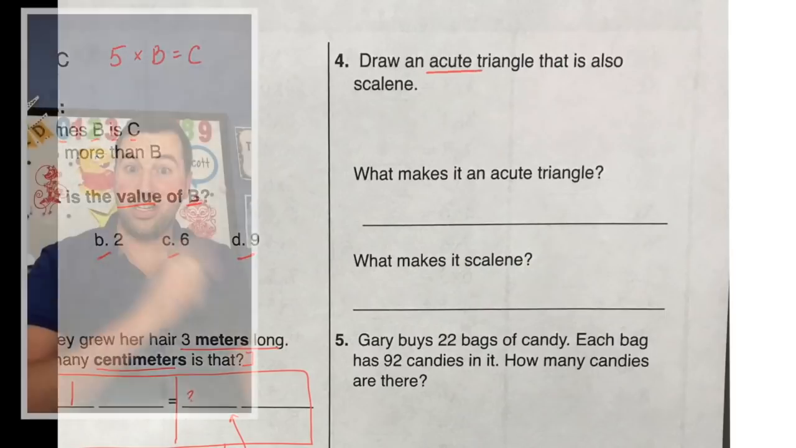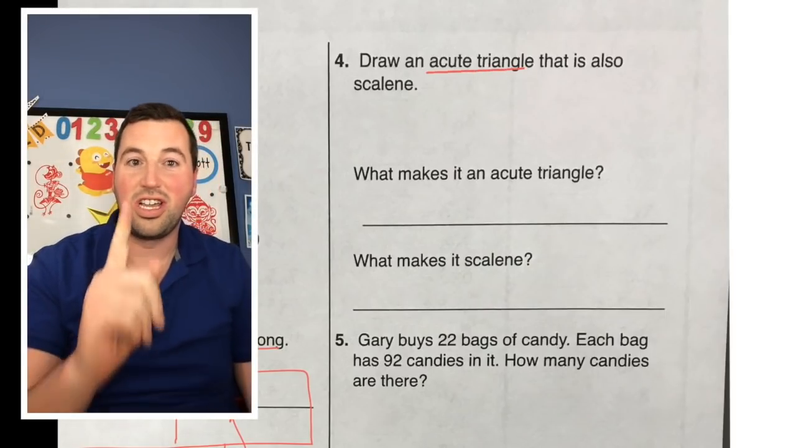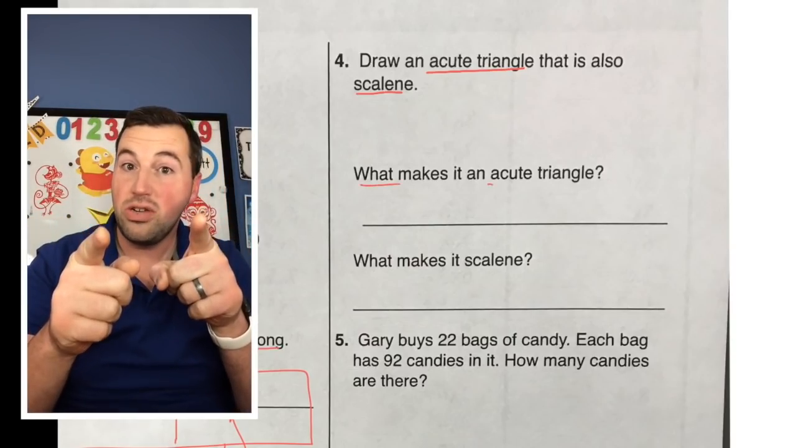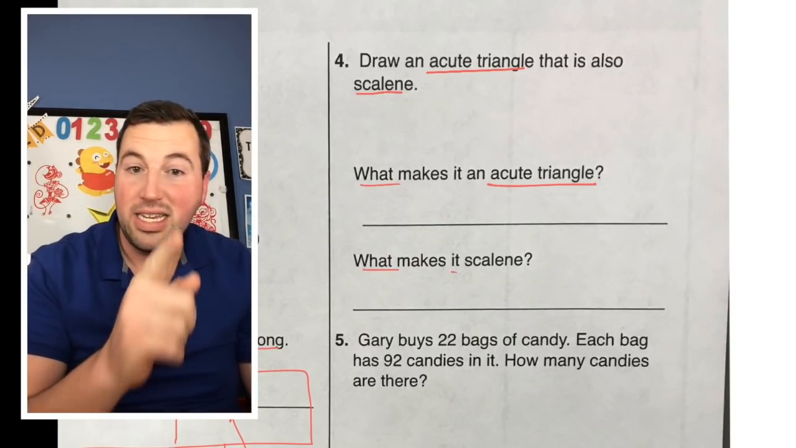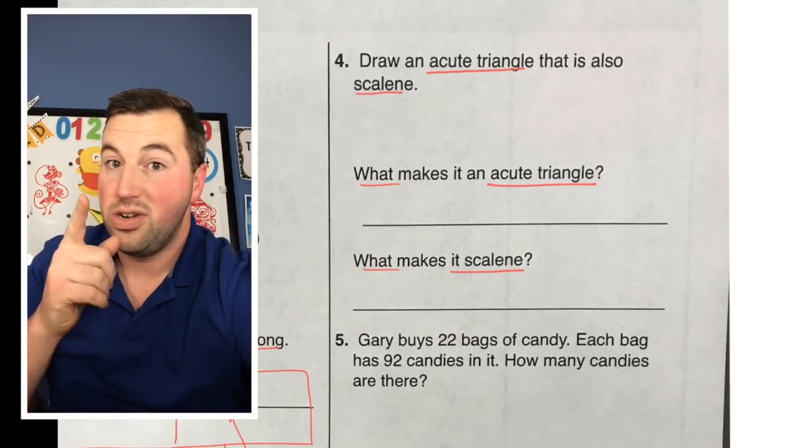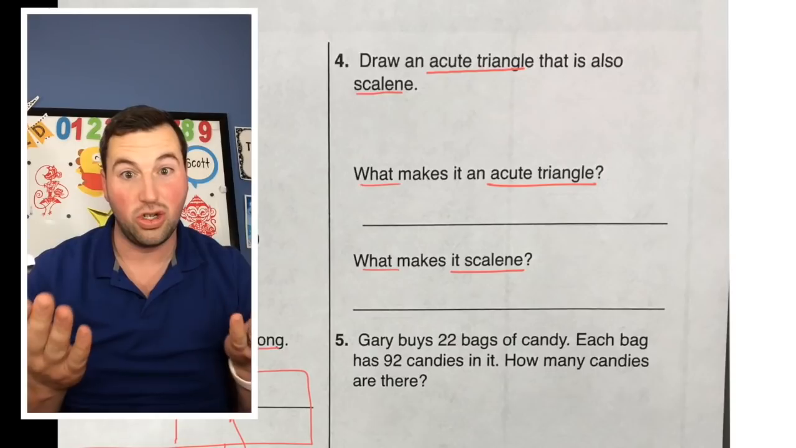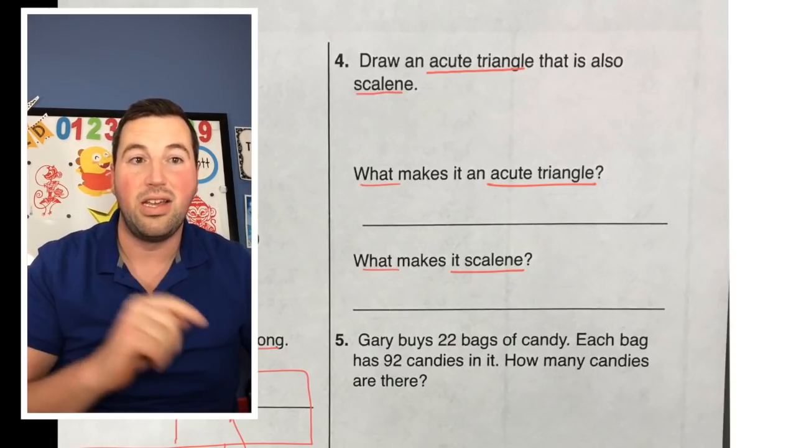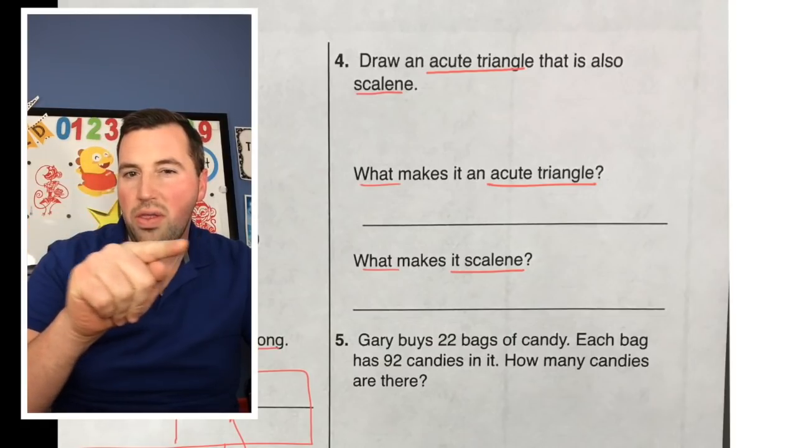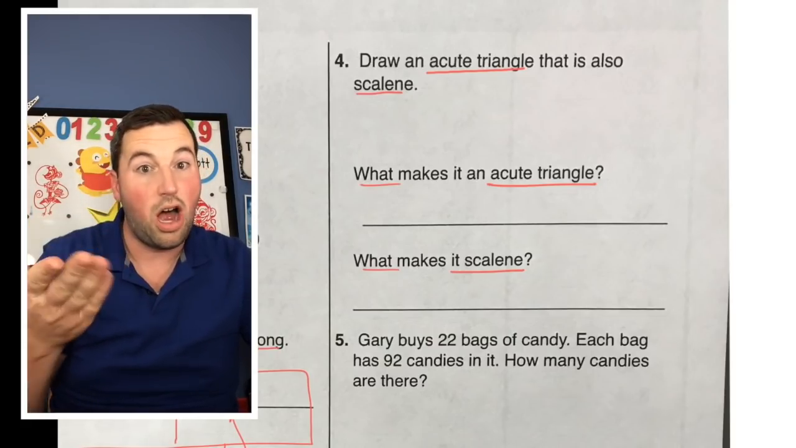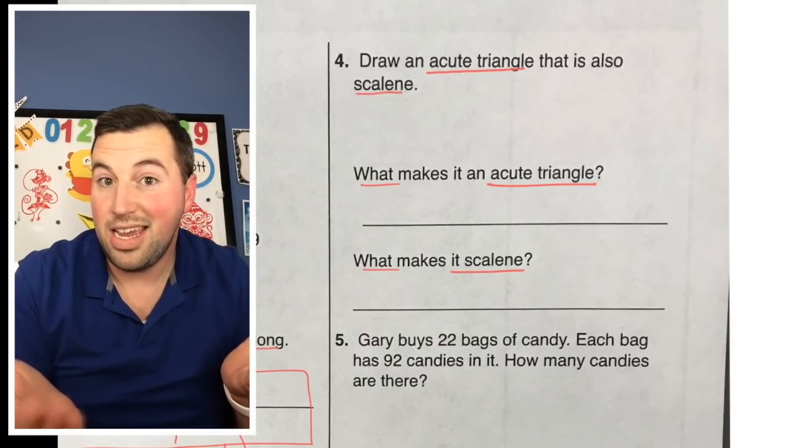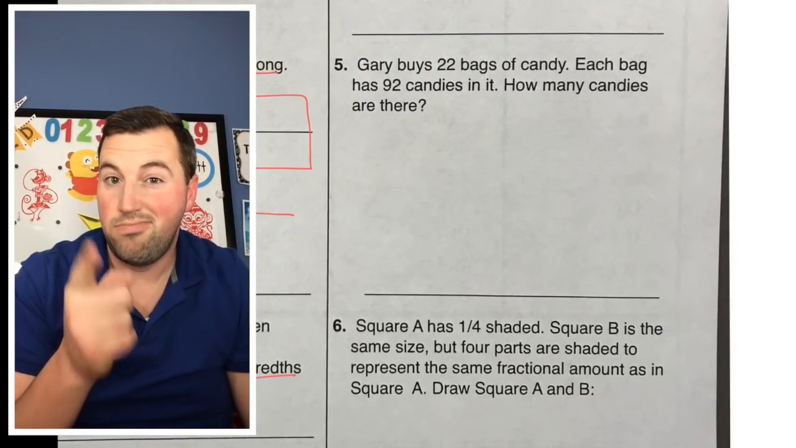All right, question number 4. Speaking of 4s, draw an acute angle. Oh, what a cute little angle you are. That is also scalene. What makes it acute and what makes it scalene? You're going to need to write the description of that in those spots. So really think about that. An acute triangle has all the angles acute angles. Oops, I just gave you the answer. And for scalene, we all weigh different on a scale.